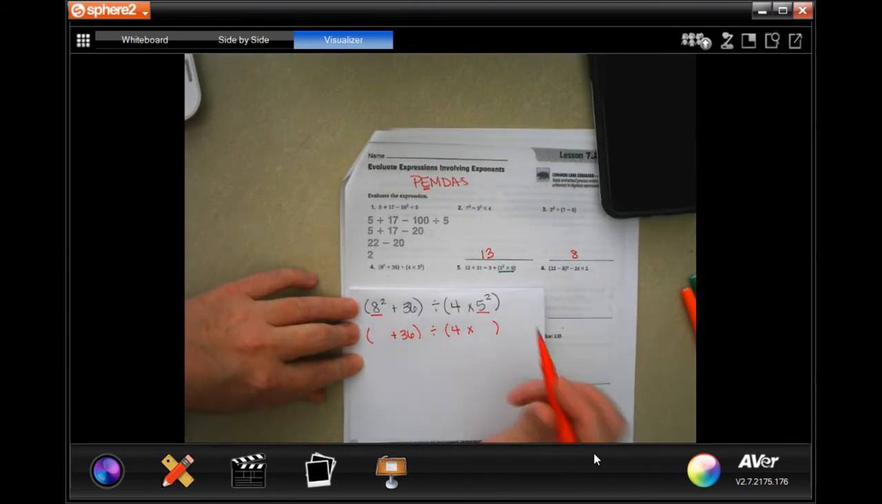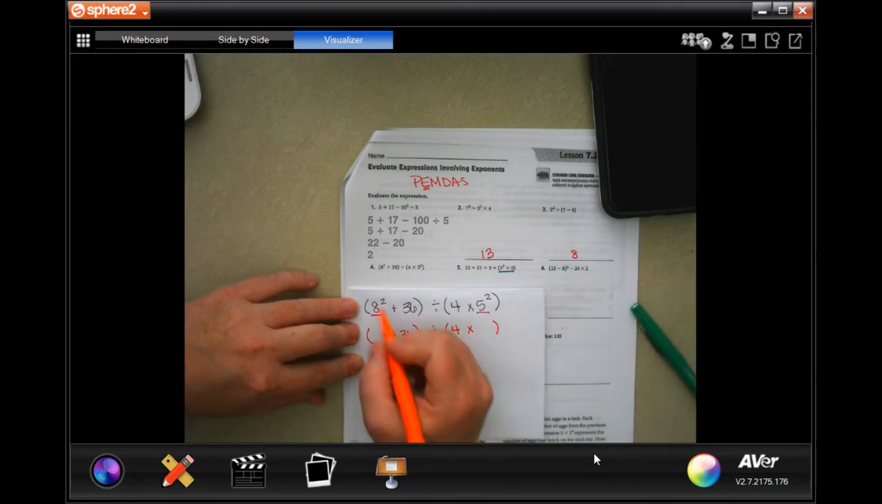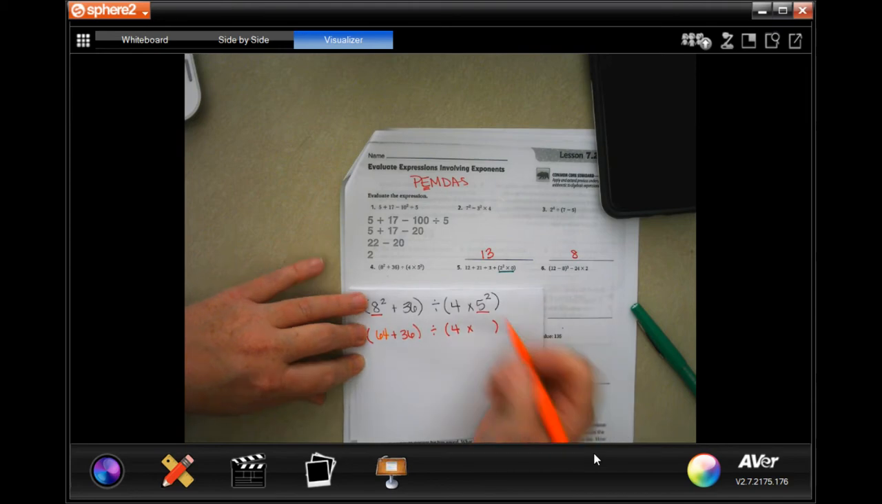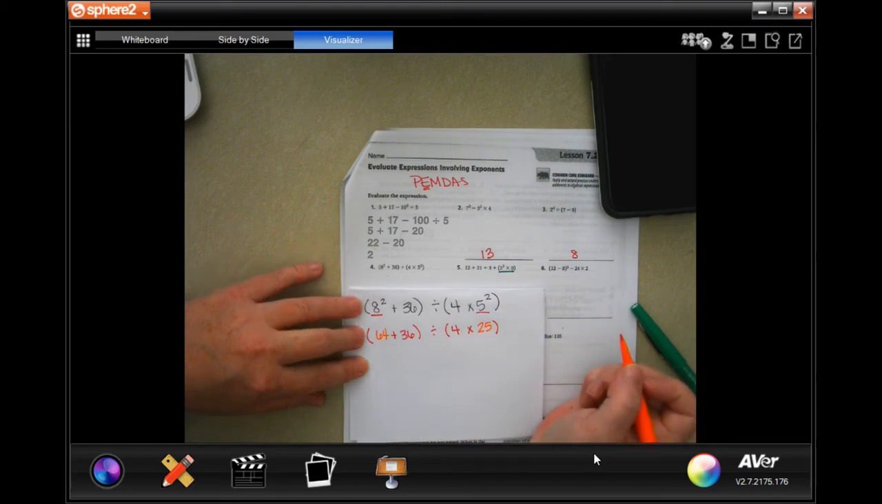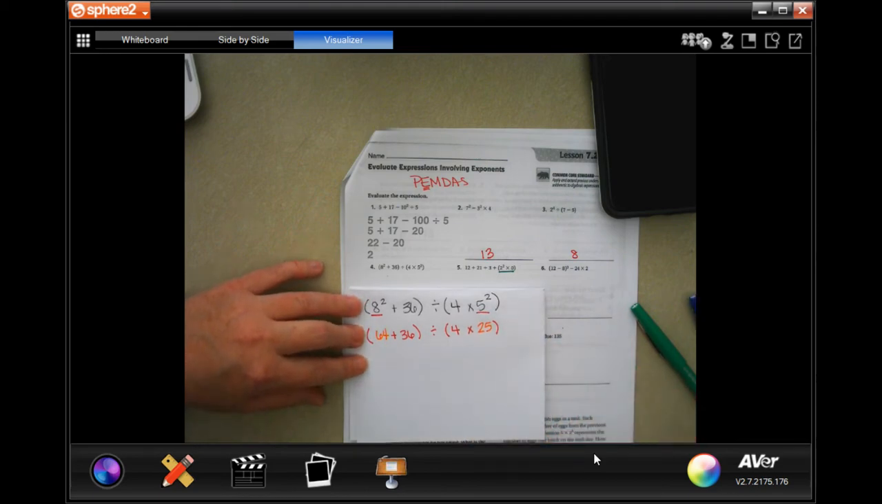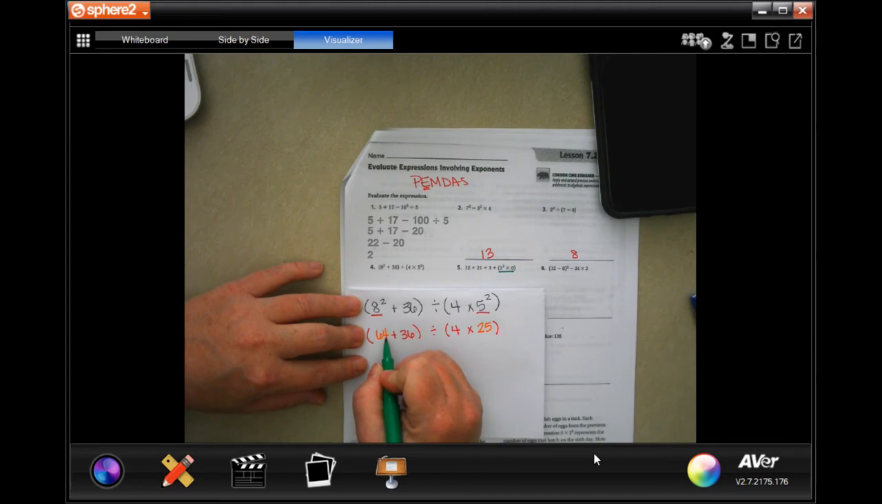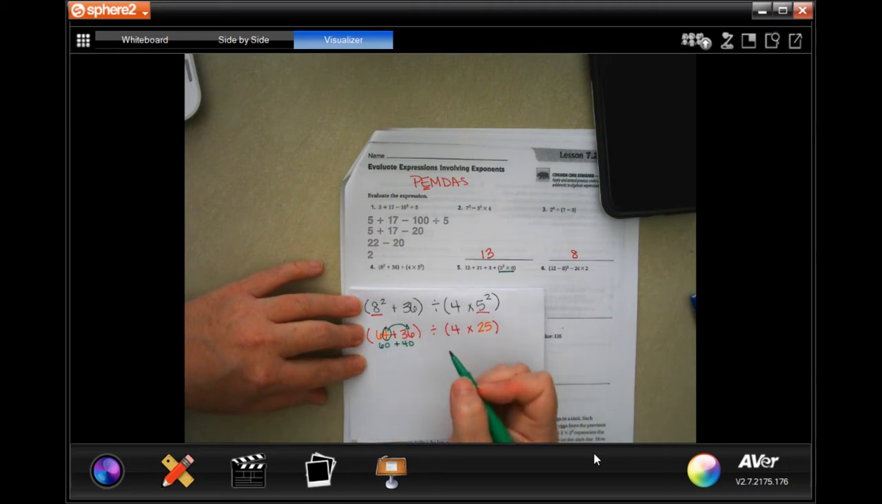So now, 8 to the second is 8 times 8, which is 64. 5 to the second means 5 times 5, which is 25. So now I'm going to take that 4, and I'm going to move it over here to make it 40. So now I have 60 and 40. Now, if that's not Common Core math for you, I don't know what is.